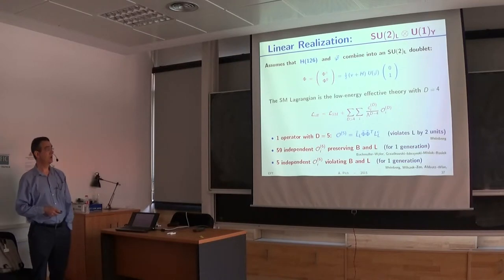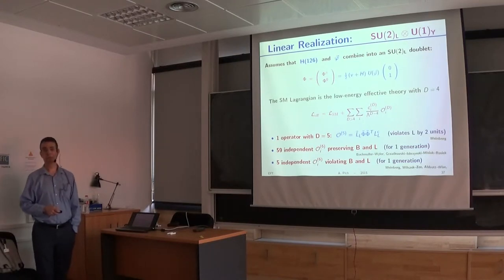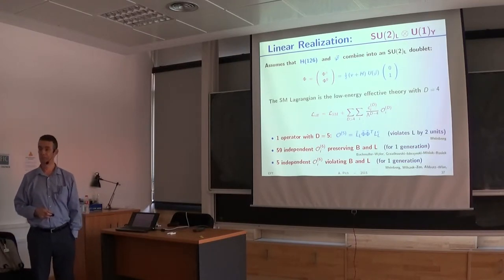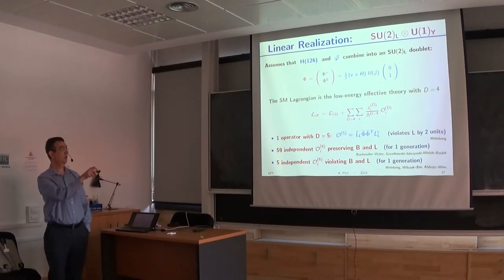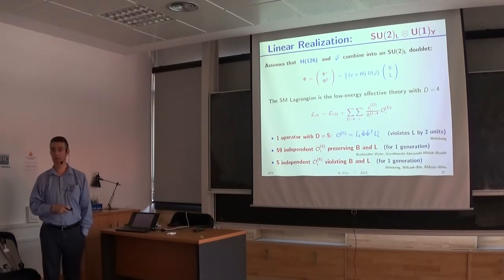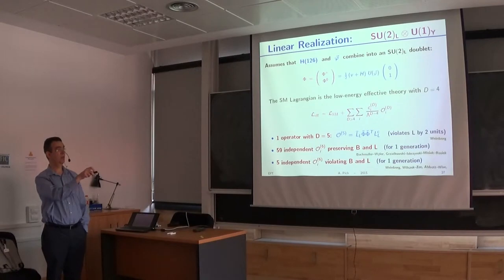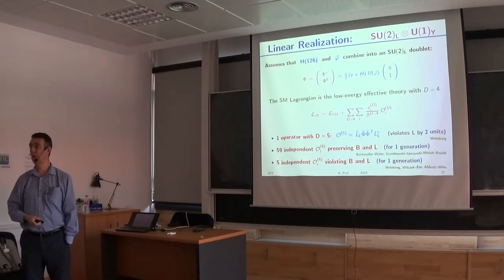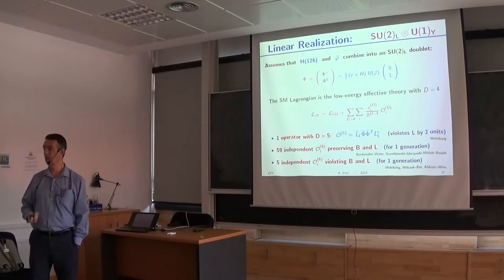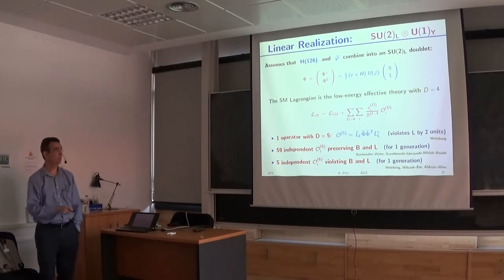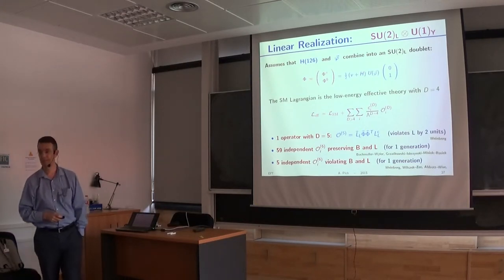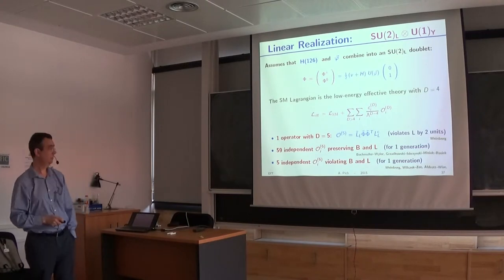What happens with this scenario? Well, everything becomes easier to compute. Because here, really, you have the lowest order Lagrangian is the standard model, and now you write operators with higher dimensionality in terms of the standard model fields, including the Higgs doublet, with coefficients suppressed by scales. How many operators do you have in this scenario?